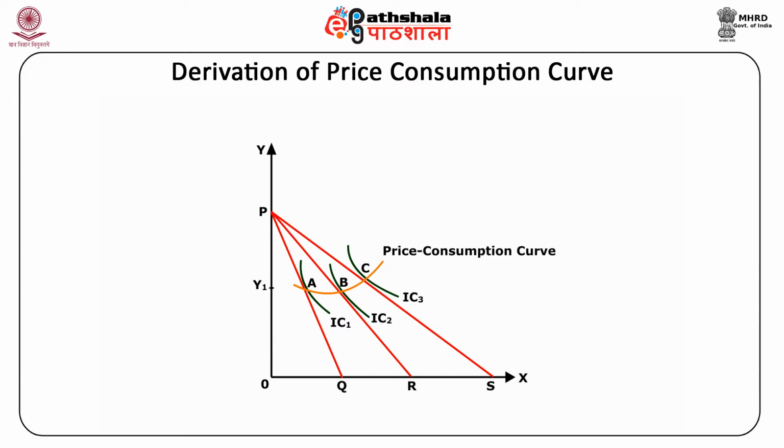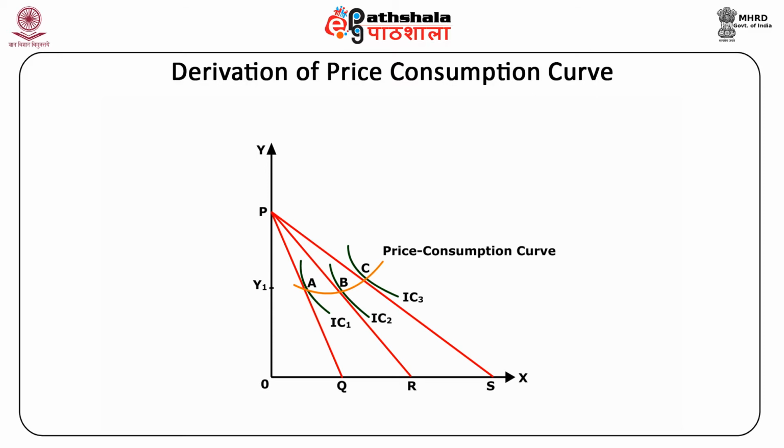Ceteris paribus, if the price of X falls further, the budget line rotates further to PS and the consumer reaches a new equilibrium C on indifference curve IC3. Joining all the successive consumer equilibrium points like A, B and C at various price levels of good X, we get what is called the price consumption curve, PCC, for good X. The price consumption curve for good X is thus the locus of consumers' equilibrium points resulting from changes in the price of good X.